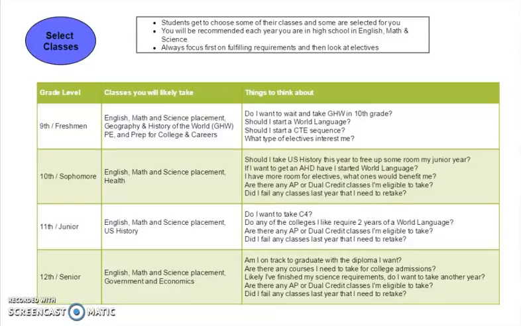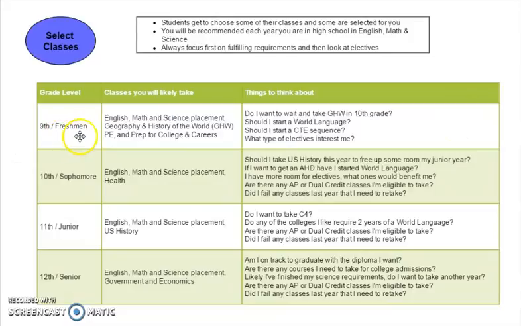Moving on to the selection process for classes. We've listed out by grade level different classes that students will likely take, as well as things that you should consider when making your selections.